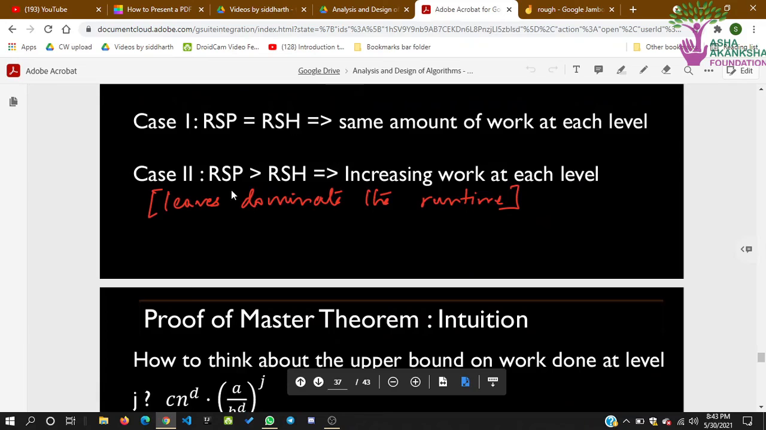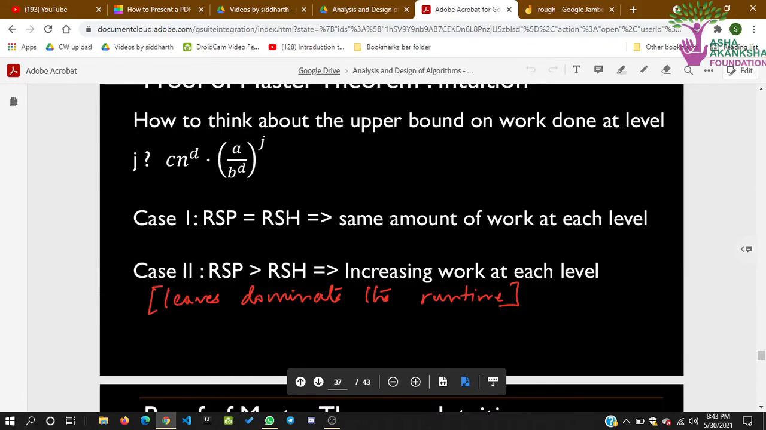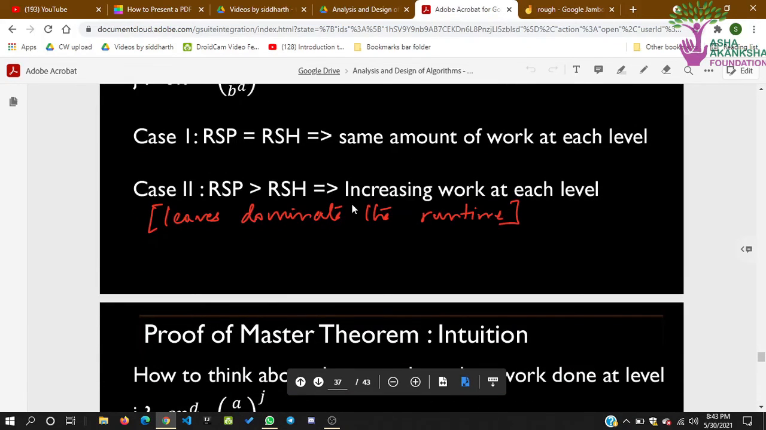Now, if the rate of spawning was greater than the rate of shrinkage of the subproblem, which means that after each level, as we go down the recursion tree, the amount of work done keeps on increasing, it means that at the leaves there is the maximum amount of work being done. That is, the leaves dominate the runtime.